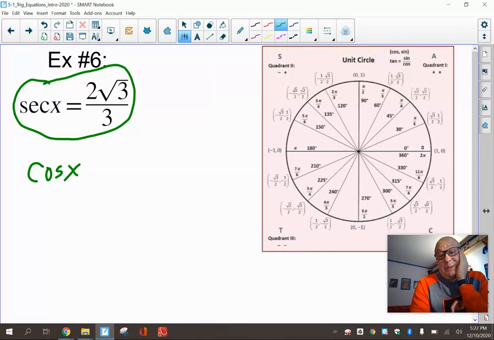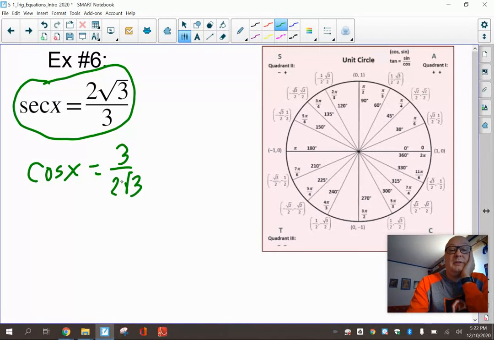Now, first of all, why did I pick cosine? I picked cosine because cosine and secant are partners. They're reciprocals. Now, I really don't know if I know what this cosine of 3 divided by 2 times the square root of 3 is, but if I rationalize the denominator, maybe I'll have a clue.